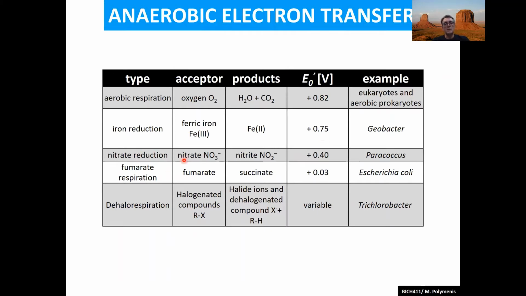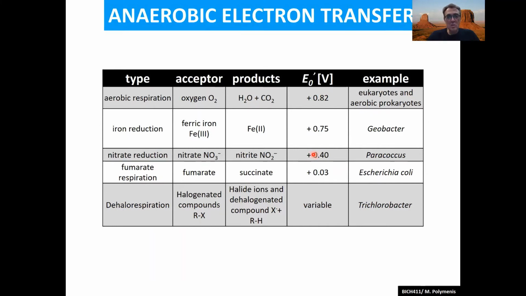You get to nitrates, and we're going to see nitrate reduction later in the class. It's done by a lot of bacteria and is very important. And already there we have a differential of about 700 to 800 millivolts.